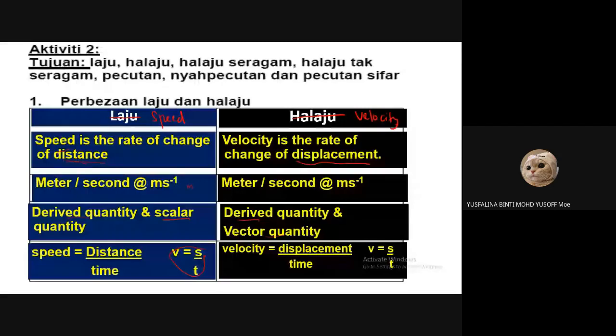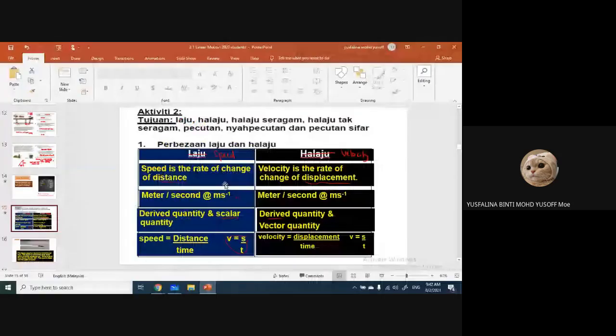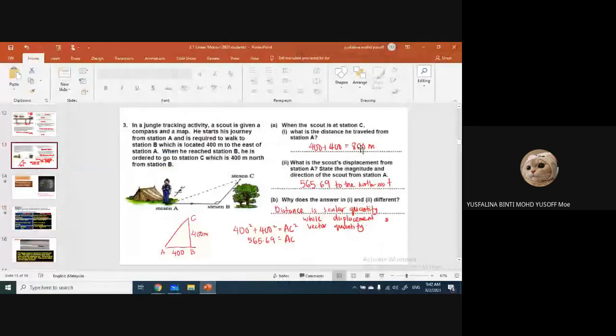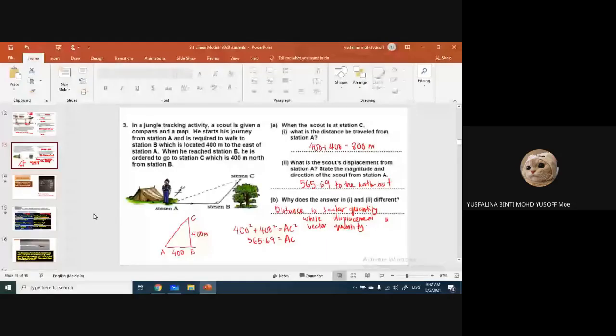So it's different. Like before when we did the questions, you can see the value of the distance and displacement is different. For this one, the distance value is 800, while the displacement value is 565.69. So if you use the distance to calculate the speed, it will be different from using the displacement to calculate the velocity. Alright, so that's the difference.